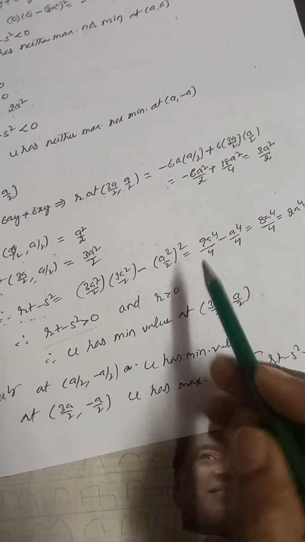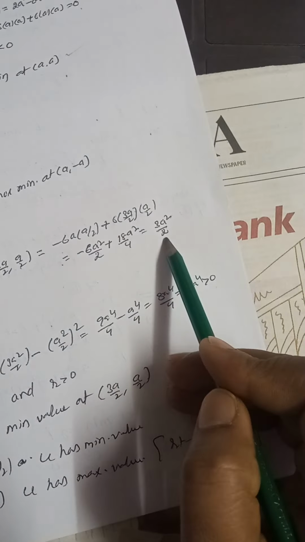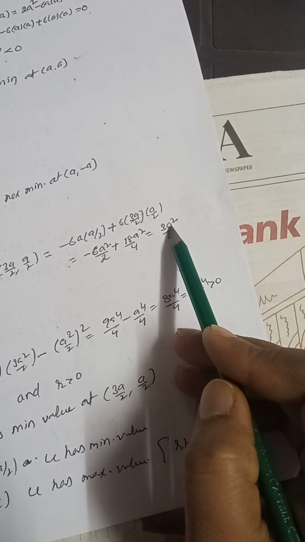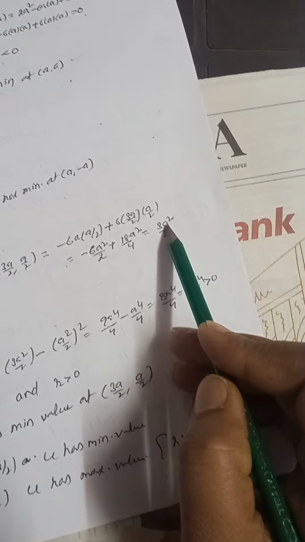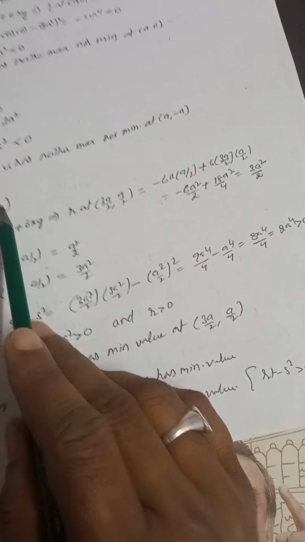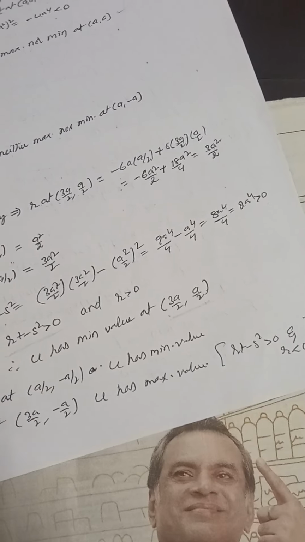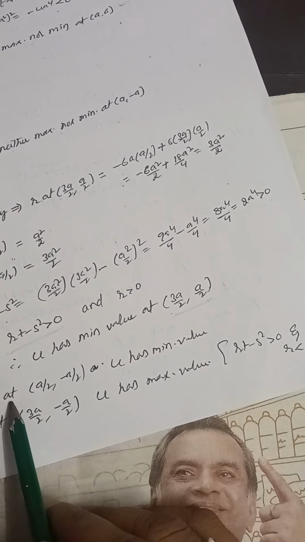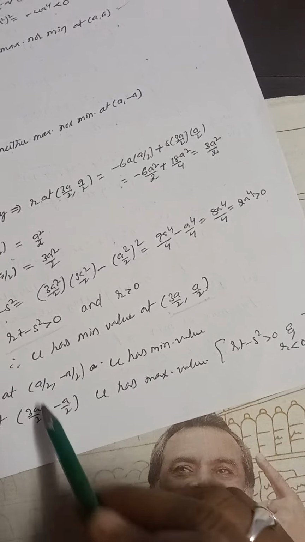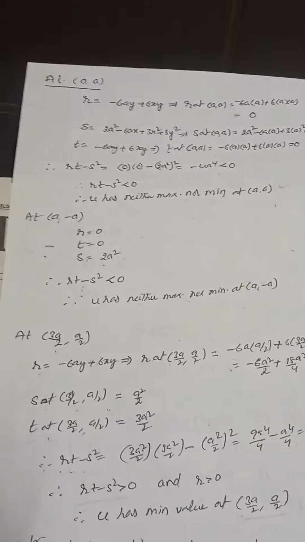Then what about r? The r value is also greater than 0. See here, r is 3a square by 2. Whatever the a value may be, whether it is positive or negative, it is always greater than 0 because it is a square, right? Therefore at this point 3a by 2, a by 2, u has a minimum value. Now similarly at a by 2 comma minus a by 2, you have to calculate rt minus s square. So these are the conditions.